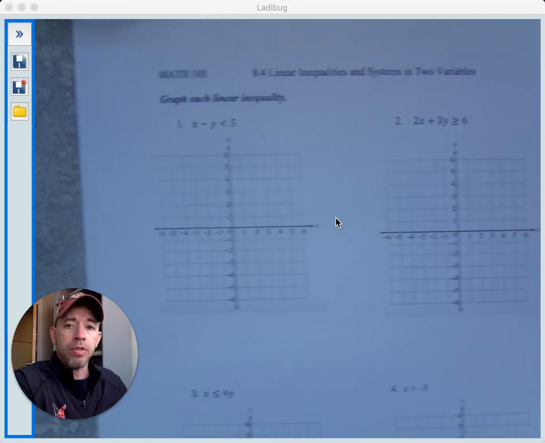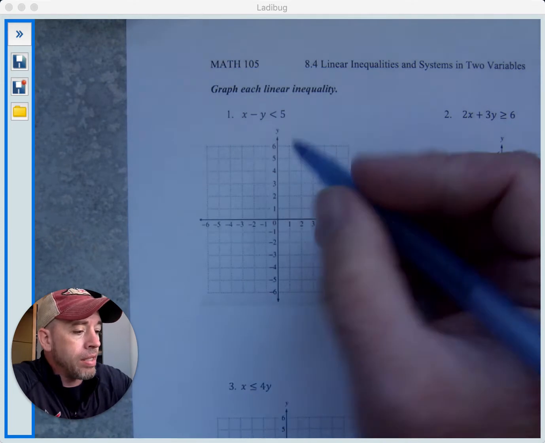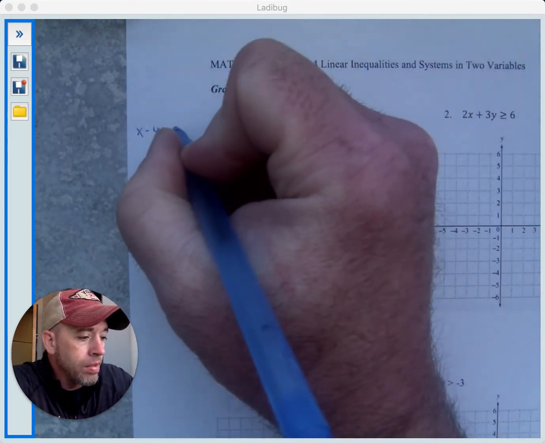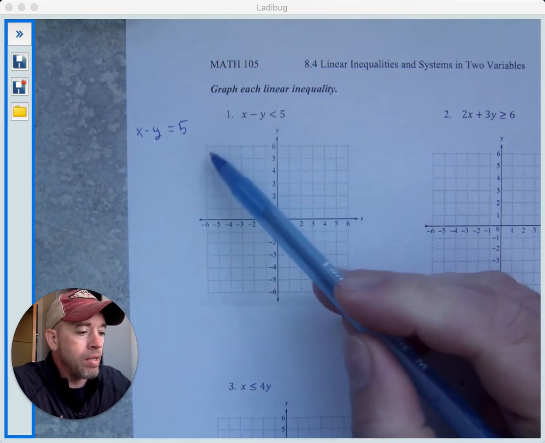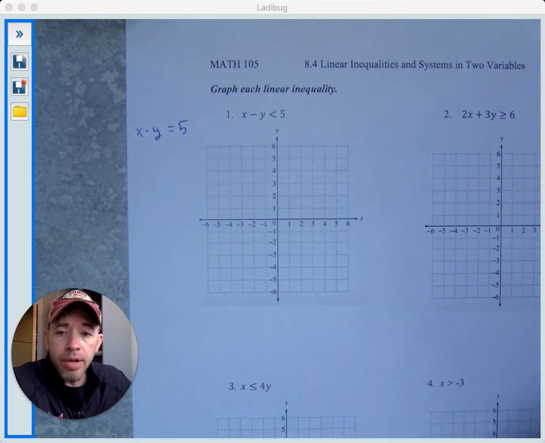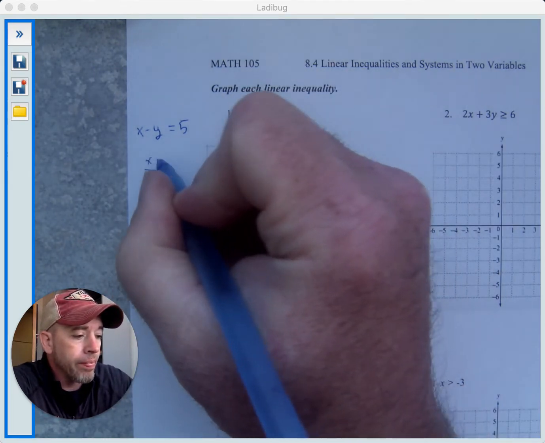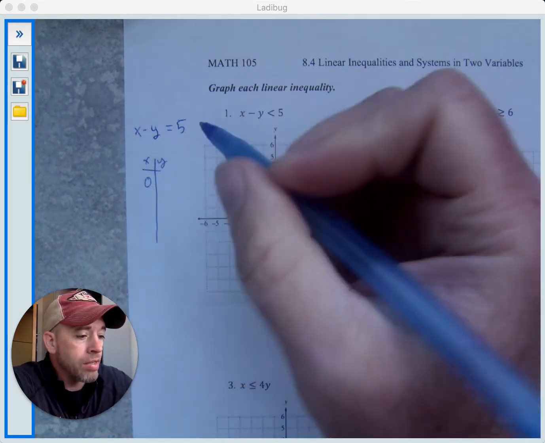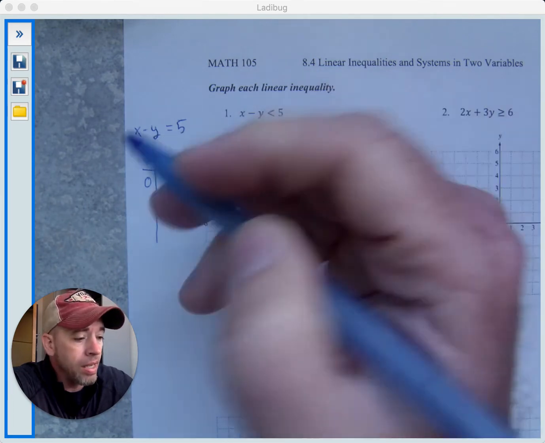So what I'm going to do first is graph the boundary line. The boundary line would be x minus y equals 5, so we replace the inequality sign with an equal sign. If I want to graph this, I could use a t-chart to find a couple points, right? Maybe I'll use 0 for x. So if x is 0, we'd have negative y equals 5. So y would have to be negative 5, right?